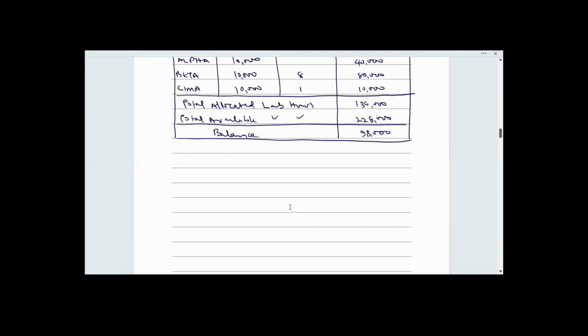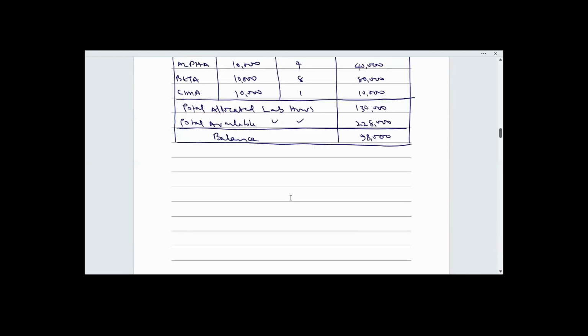So I will then go to the next step. Next step is step number 5, allocation. We want to prepare our allocation table, and this allocation will be based on the 98,000 direct labor hours.